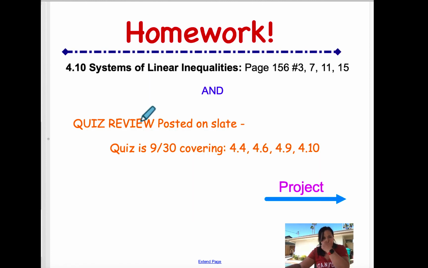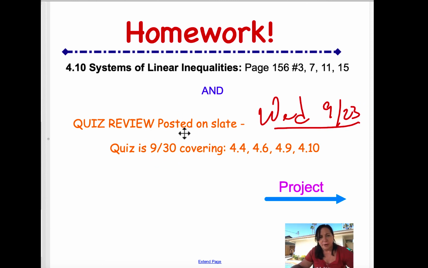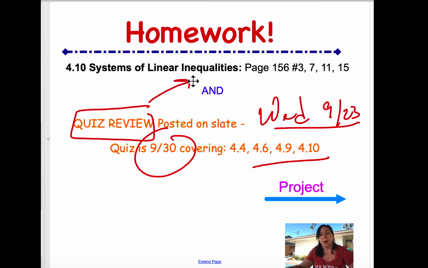So you do have homework that is linear inequalities, but you also have a quiz review today. This is Wednesday, which is, I think, 9:23? Yeah. And you do have a quiz on 9:30 that's covering all of these sections. The quiz review is in addition to this homework right here, which is only 4 inequality problems, so don't worry about that. The exciting news is that we have a project, and I just want to talk about that a little bit because it actually entails piecewise functions.